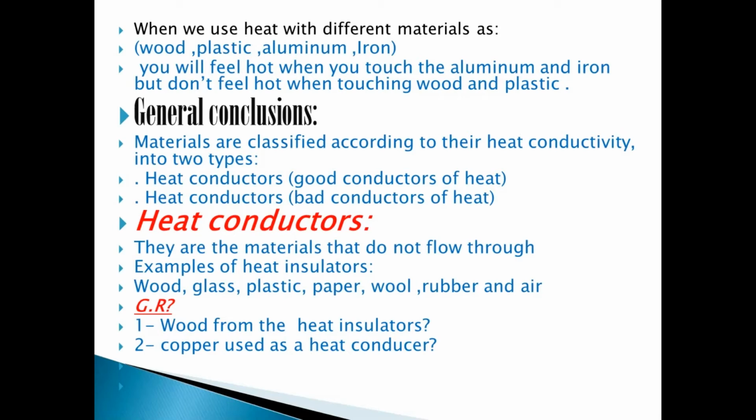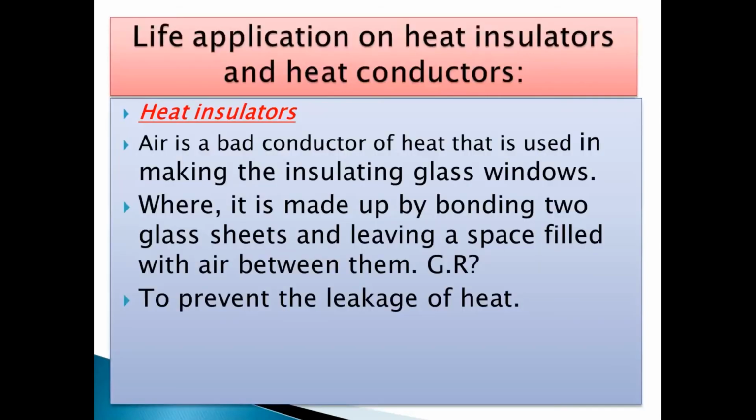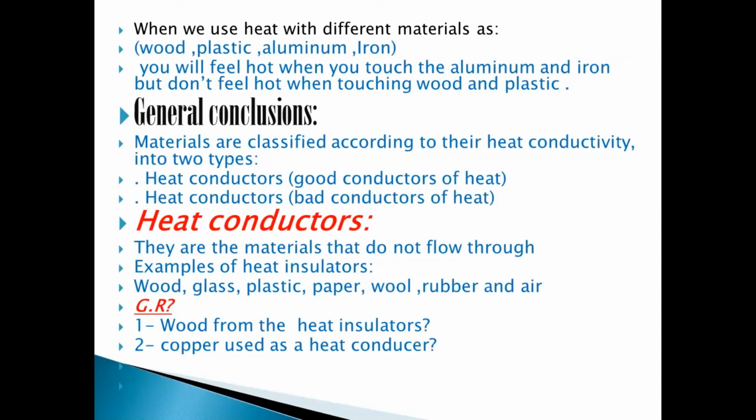Heat conductors: materials that are good conductors of heat and materials that are bad conductors of heat. Let's start with materials that are good conductors of heat, like copper, aluminum and iron, which can let heat flow through them. But wood, plastic, paper, wool, rubber and air are bad conductors of heat, so they can't let heat flow through.